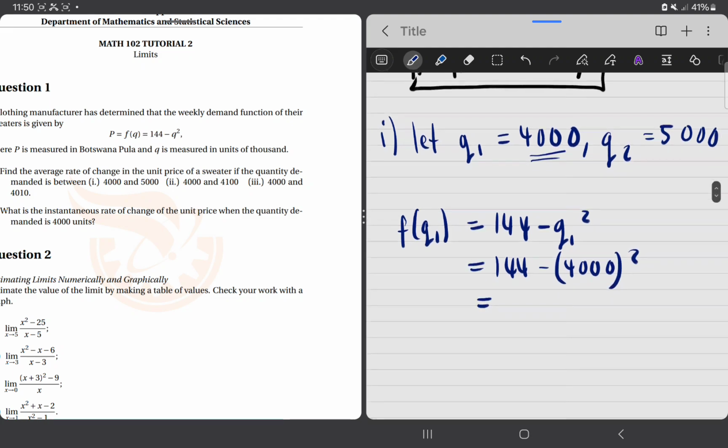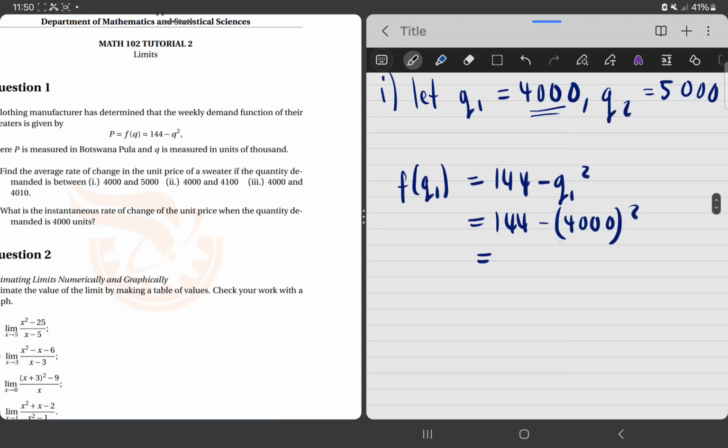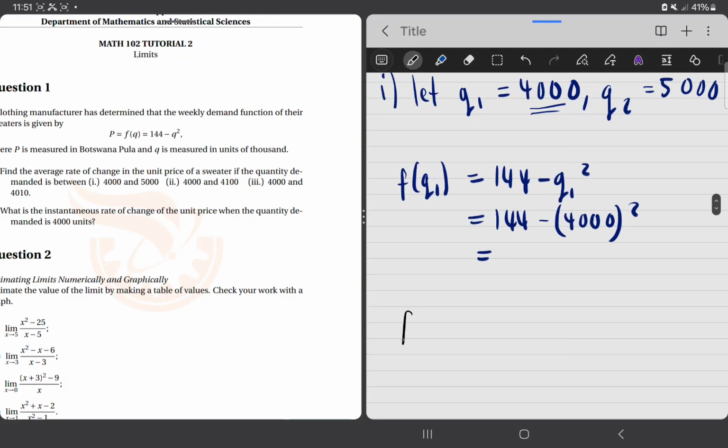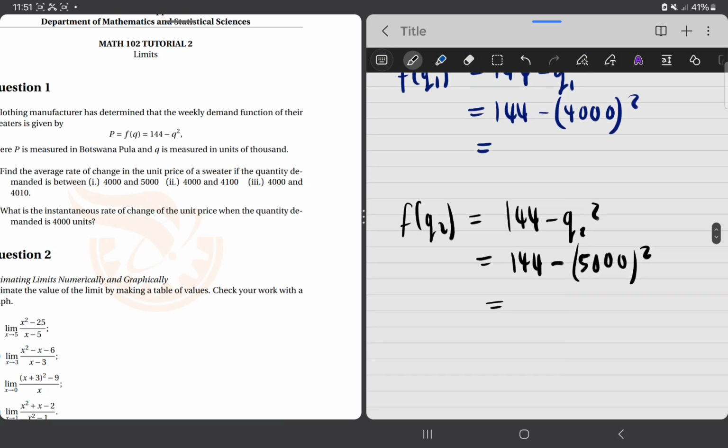And we can get my f of q1, which is 144 minus 4,000 squared. I can also have my f of q2, because it will just be 144 minus q2 all squared, which is going to be 144 minus 5,000 all squared. And I get my solution.